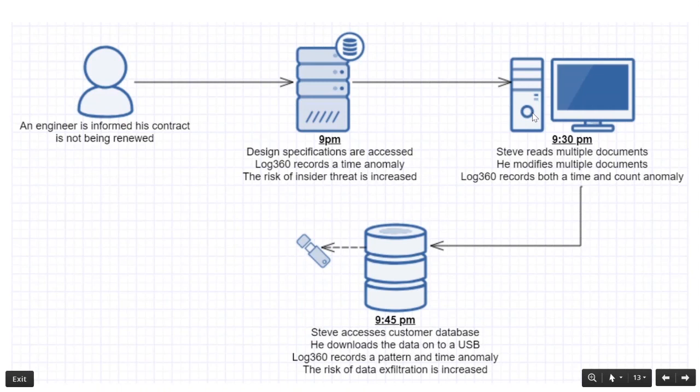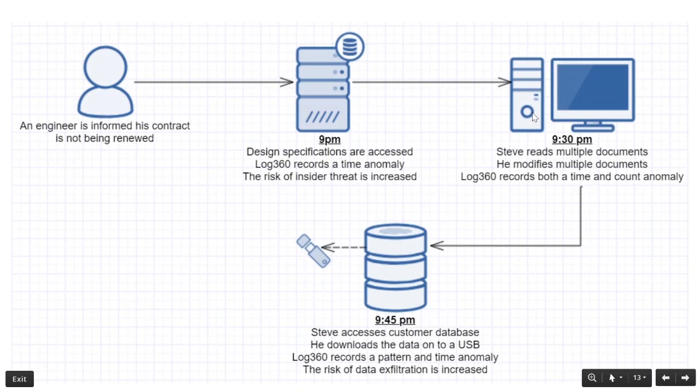And it's also what is known as a count anomaly because maybe he accesses just 5 files a day, but now he's accessing multiple documents. Maybe he's accessing 50 or 60 documents and modifying 50 or 60 documents, which is like a 10x increase to his normal behavior. Right? So now his risk score is increasing more, and as a security administrator at this point, you'd be investigating his activities.